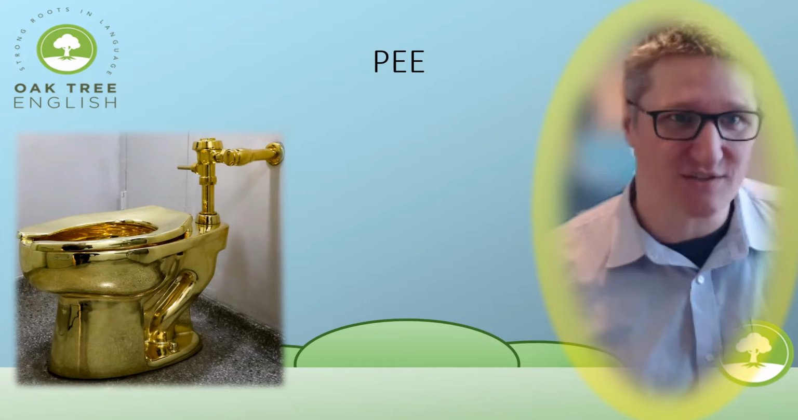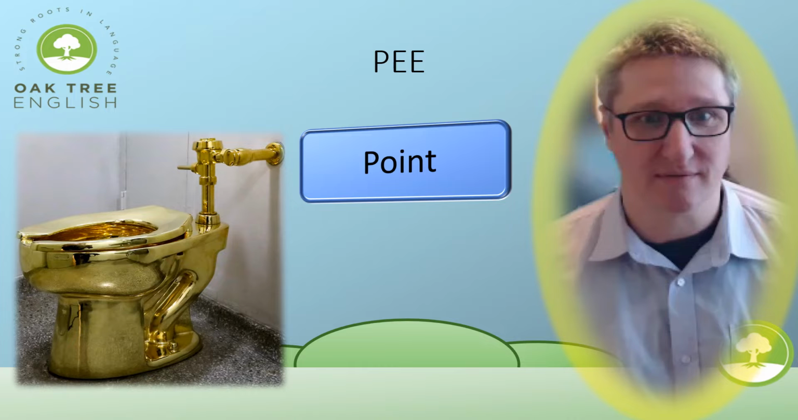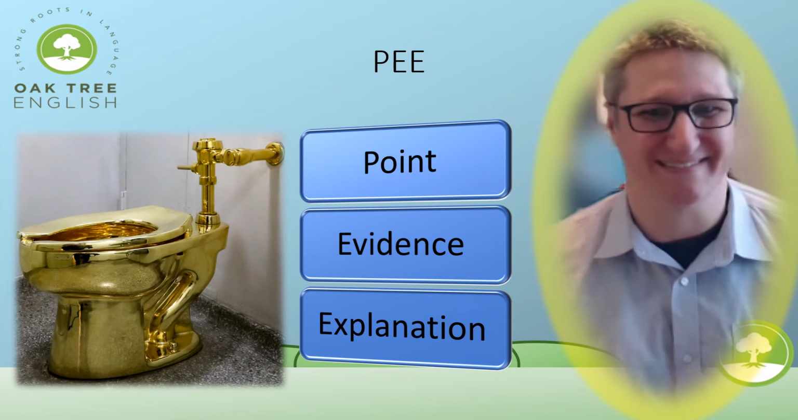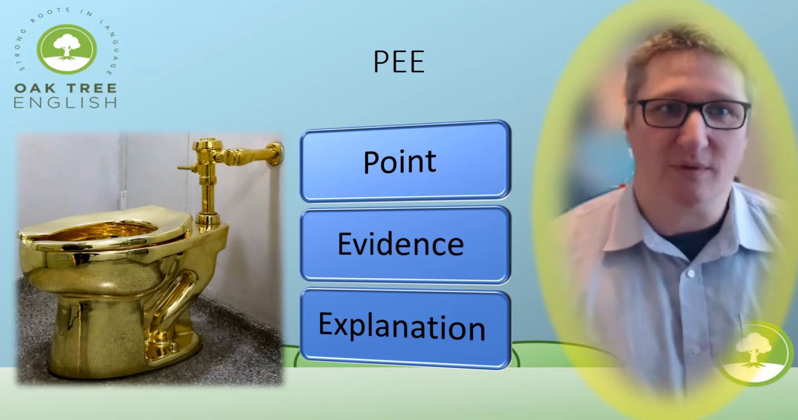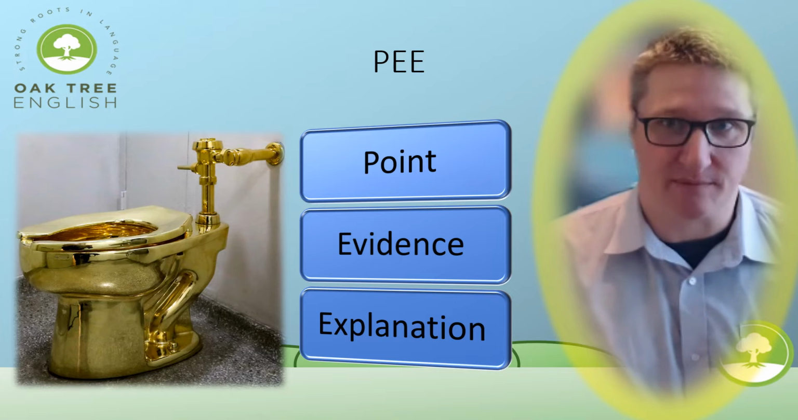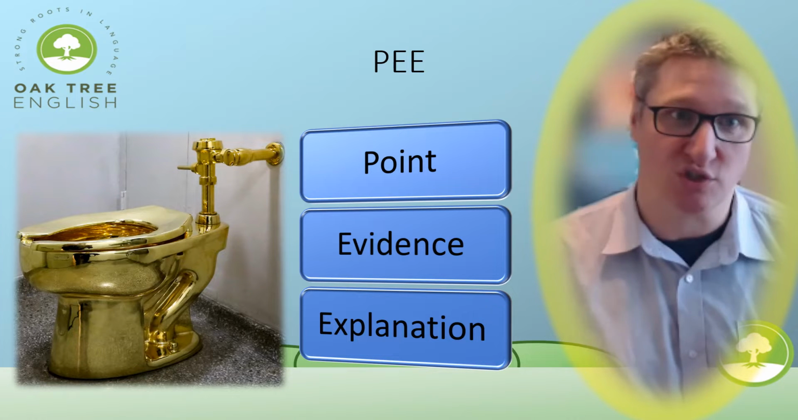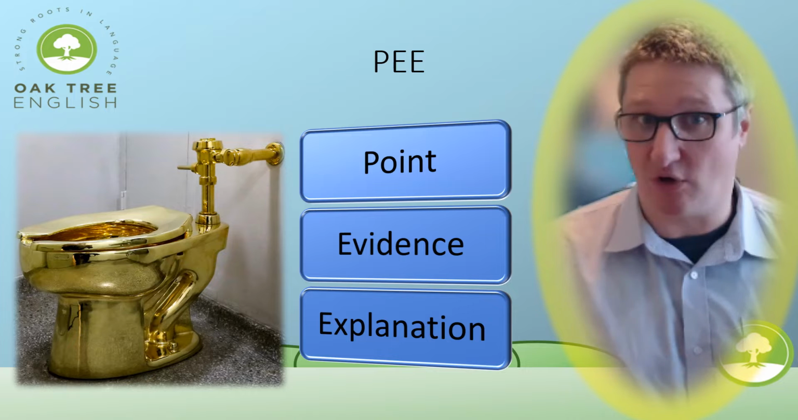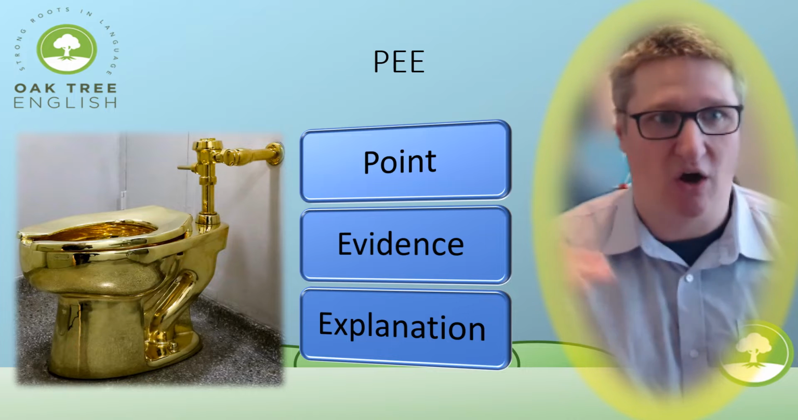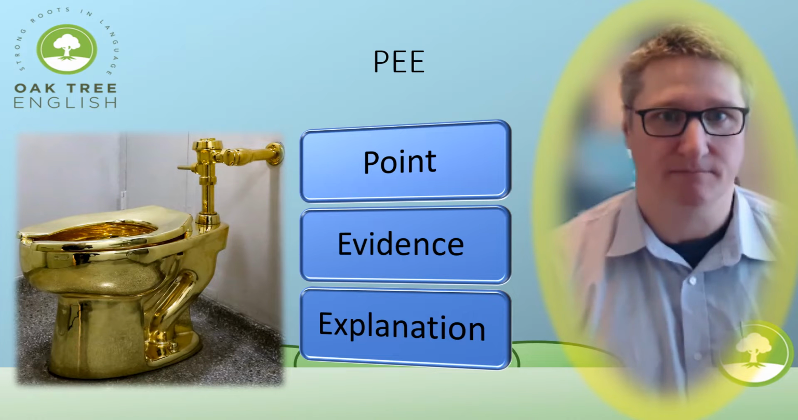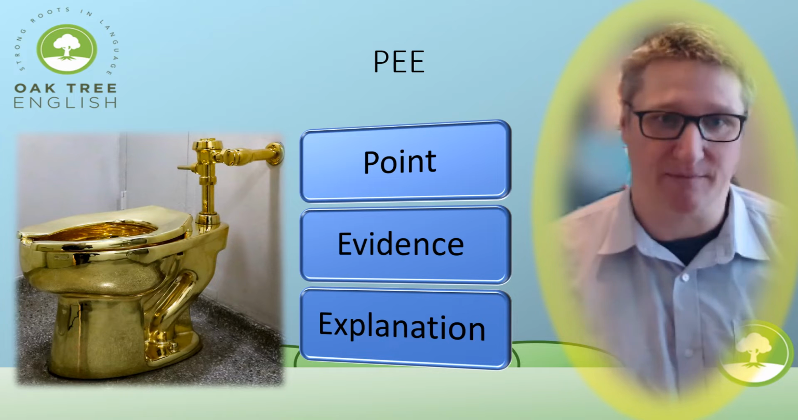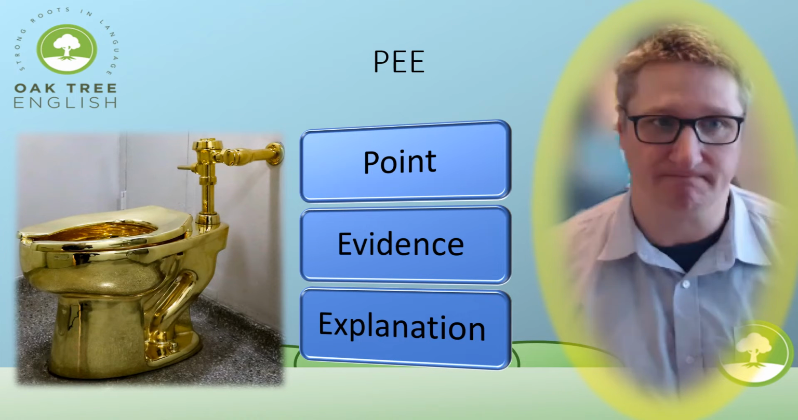P stands for point, evidence, and explanation. We'll go through each of these in detail. Your paragraph should include all of these elements. For a 10-mark question, you should aim to write 3 to 4 of these P paragraphs about different sections of the text you have been set. But every single P paragraph should include these 3 elements: point, evidence, and explanation.